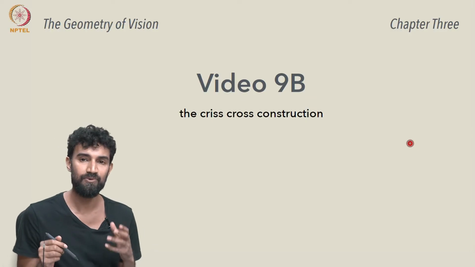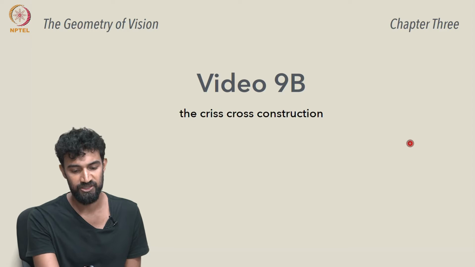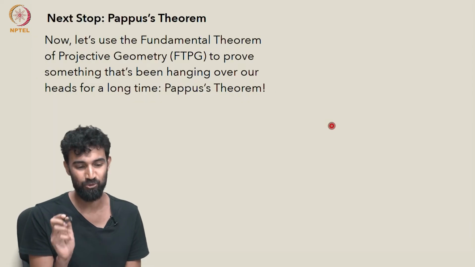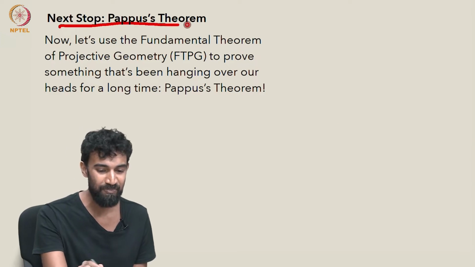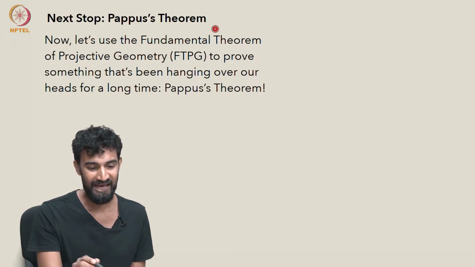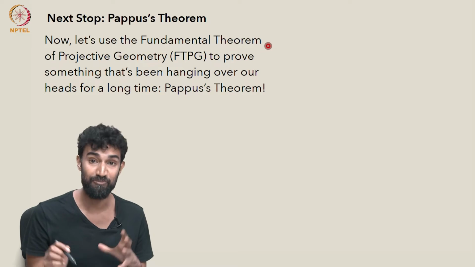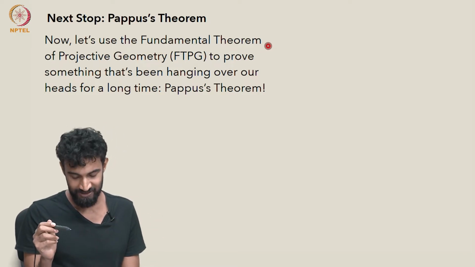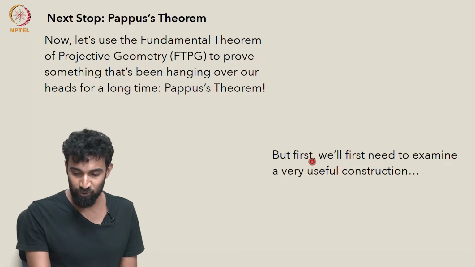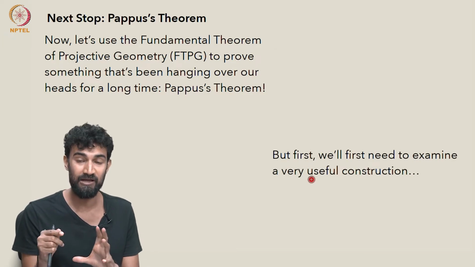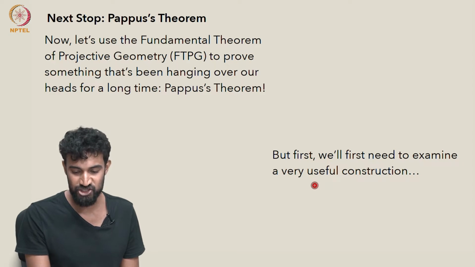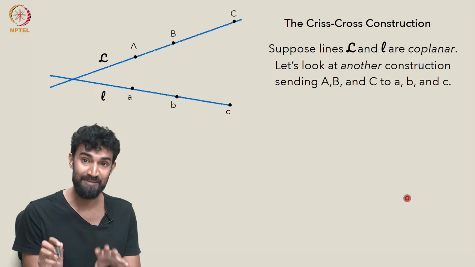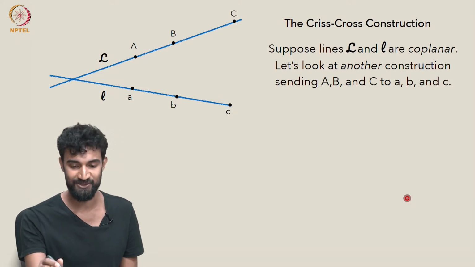Okay, we're now going to go over a construction known as the crisscross construction, which is going to come in really handy for what we want to do next. So the next stop is Pappus's theorem, and we're going to use the fundamental theorem of projective geometry, which we just proved, to prove Pappus's theorem. But before we do that, we're going to need a construction which will be key to the proof. So I want to examine that first and then get to the proof of Pappus's theorem.